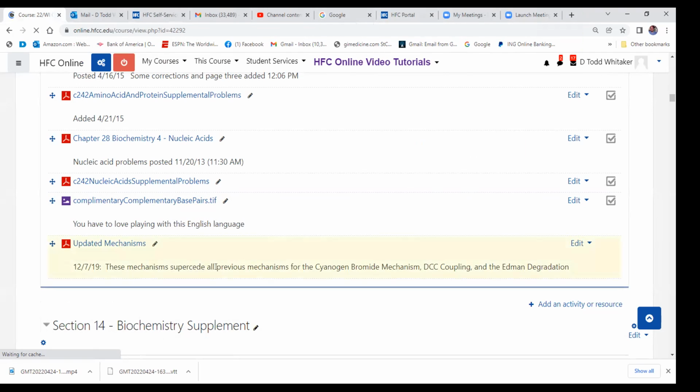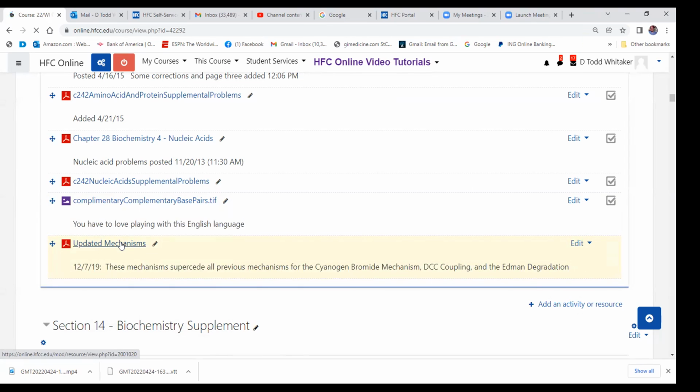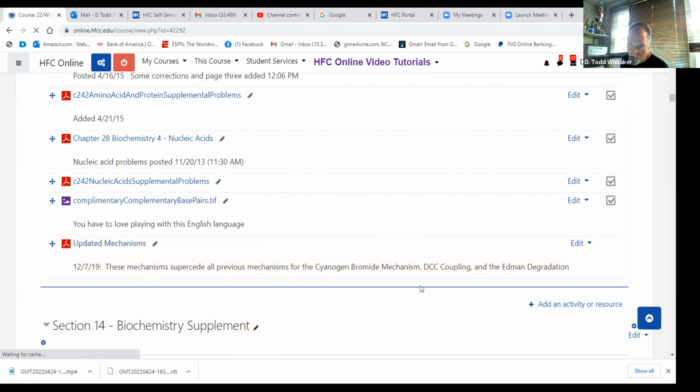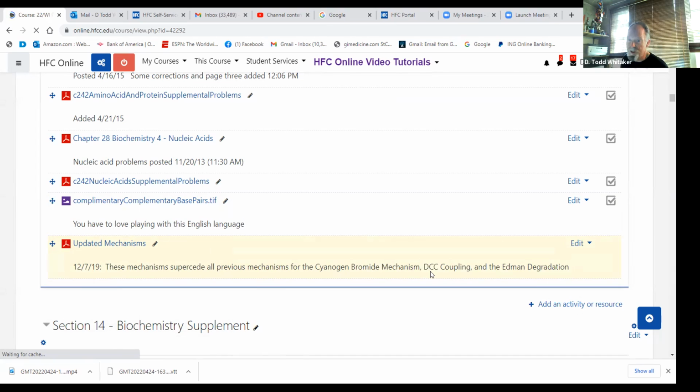But this is good, helpful to show you where to go. These mechanisms supersede all previous mechanisms for cyanogen bromide, DCC coupling, and Edman degradation. I found them in section 13. It's right above 14. It must be 13. It's at the bottom. Did we do a DCC coupling one? No, what we did maybe an hour ago. Okay. And it was one of the ones I want you to learn. They're all the 3 big ones for this test that we didn't do in class, but you're responsible for all of them.